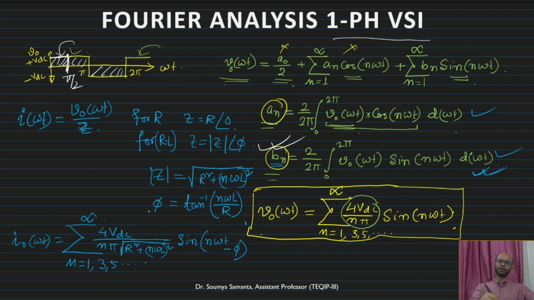What is the phi expression? I have already written here. So this will be the current expression. So you can find out the Im here. This will be the expression for Im, the maximum value of the current, the peak value of the current. So this is the Fourier analysis for single phase VSI.